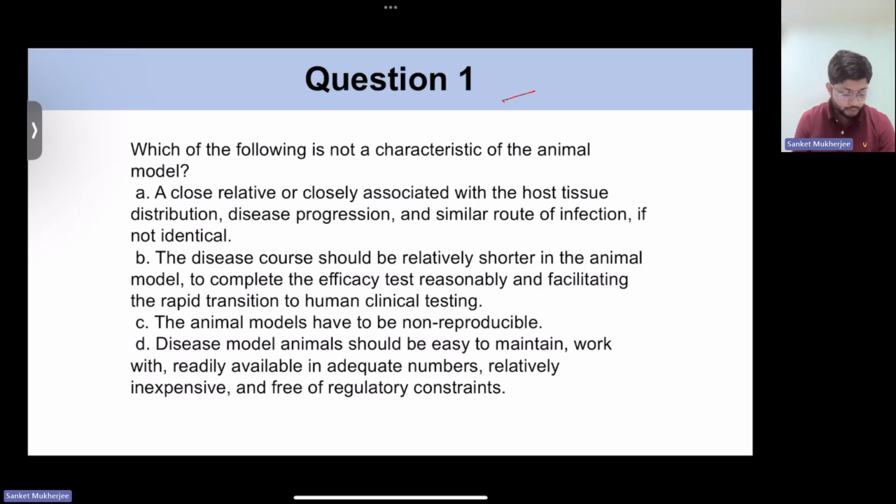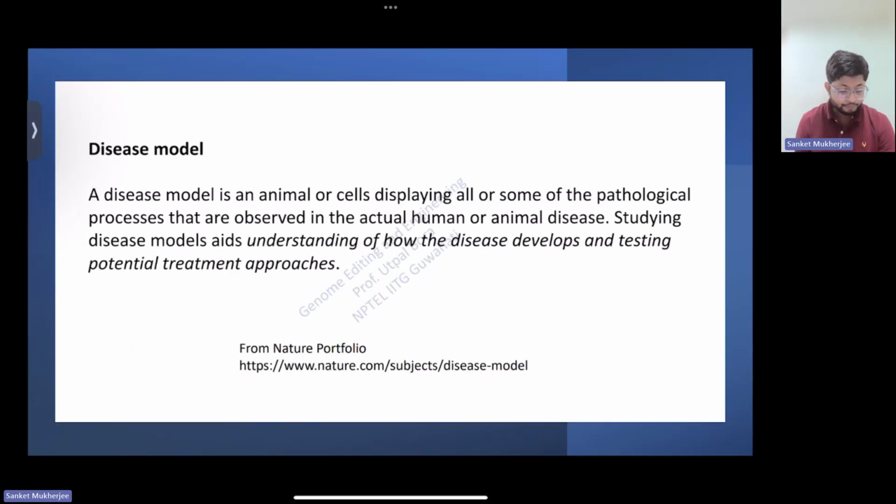Okay, so the answer to this question would be: the animal models have to be non-reproducible. That is incorrect. Rather, they have to be reproducible. When we talk about a disease model, it's an animal or cell that displays some of the pathological processes that are observed in actual human or animal disease. Studying a disease model aids understanding of how the disease develops and testing potential treatment approaches.